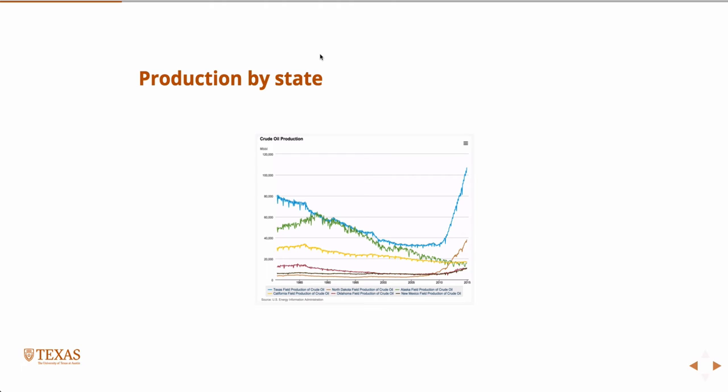I'm a native Texan. How many of you are native Texans? Or, if you weren't born here, you've spent enough time here that you call Texas your home state. Okay, so it's maybe something to be proud of. So this is the six top oil producing states: Texas, California, North Dakota, Oklahoma, Alaska, and New Mexico. Which one do you think is Texas? It's the blue one. And of course, we exceed everyone else by a long way, right?